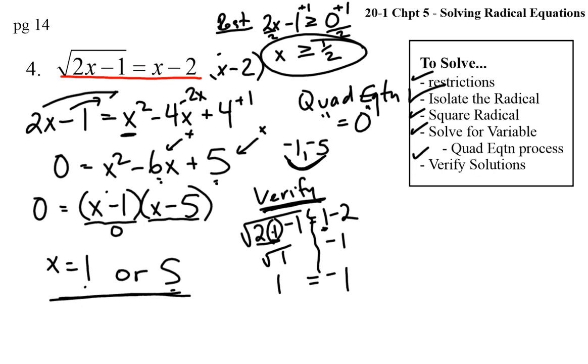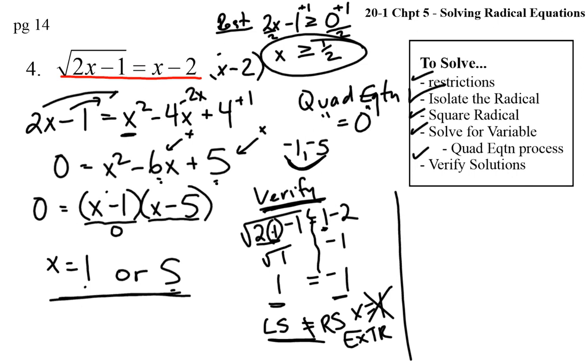So in this case, does 1 equal negative 1? Left side does not equal the right side, so no. x equal to 1 is extraneous. It is not a solution because left side doesn't equal right side. Let's try the other answer, which we thought was 5.